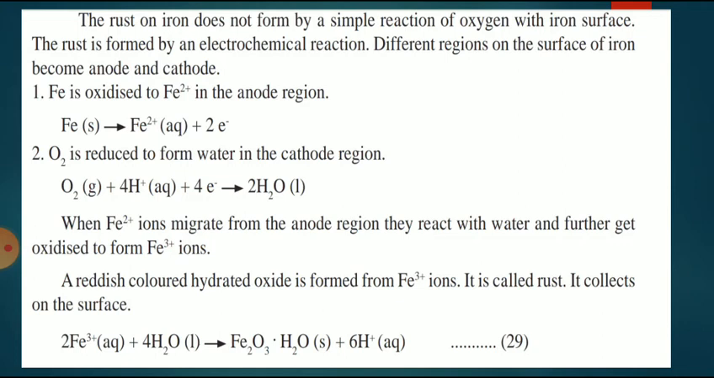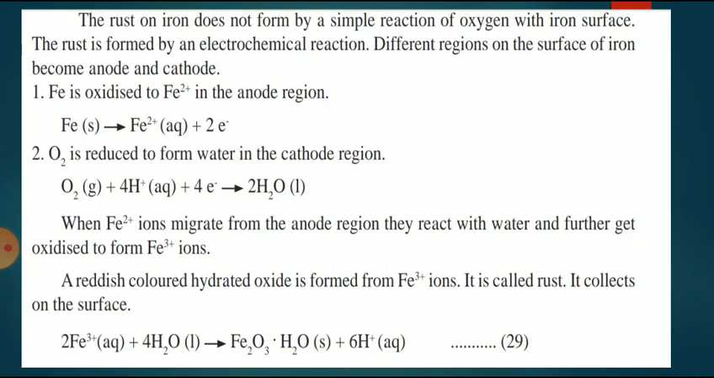When Fe2+ ions migrate from the anode region, they react with water and get further oxidized to form Fe3+ ions. Finally, a reddish colored hydrated oxide is formed from the Fe3+ ion. It is called rust. It collects on the surface of the metal. This process is called corrosion, or the corrosion of iron, or rusting of iron.